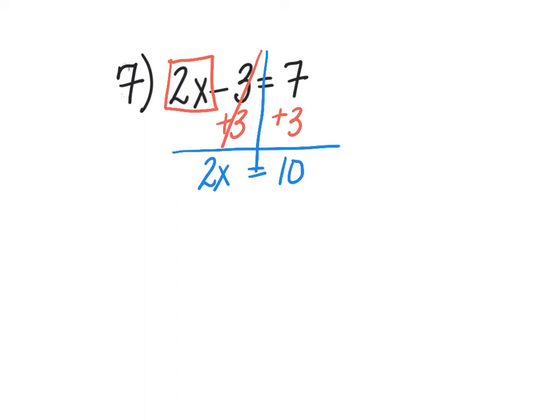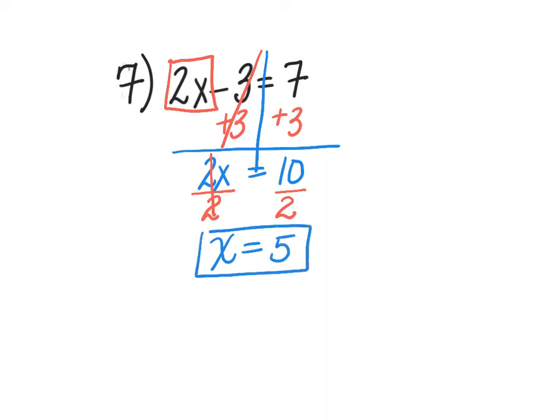Now I have to get rid of multiplying by 2. So the opposite of multiplying by 2 is dividing by 2. So I'm going to divide both sides of my equation by 2. 2 divided by 2 leaves me with 1x is equal to 10 divided by 2 is 5. So my solution is x is equal to 5.